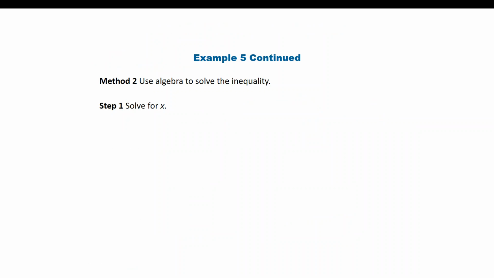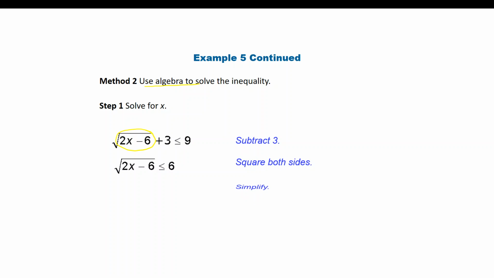Okay, so we're going to take the same problem again, and this time we're going to solve it using algebra, but we have to do two parts of this. We're going to have to consider this section, and we're going to have to consider the whole equation. So in order to first solve for x, we can square both sides, and when we square both sides and simplify, we end up with x is less than or equal to 21.